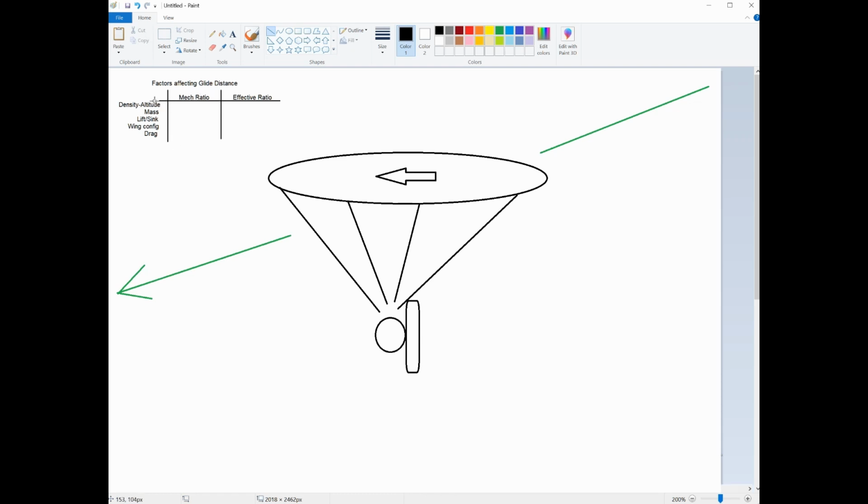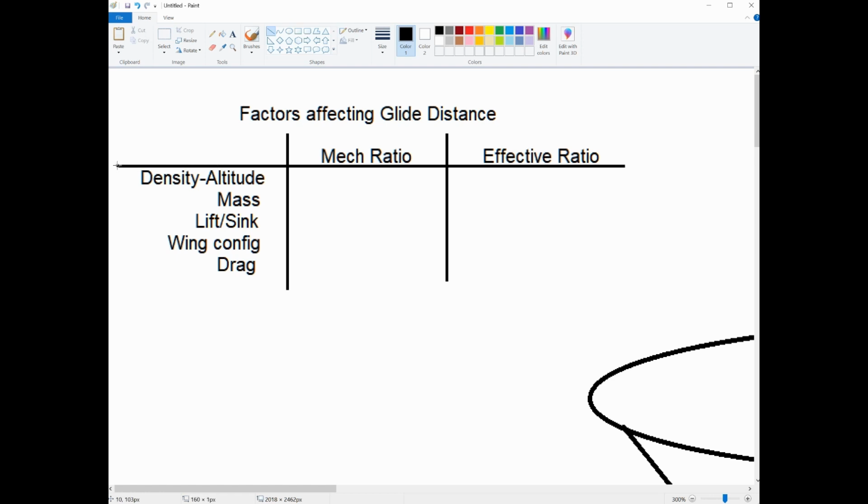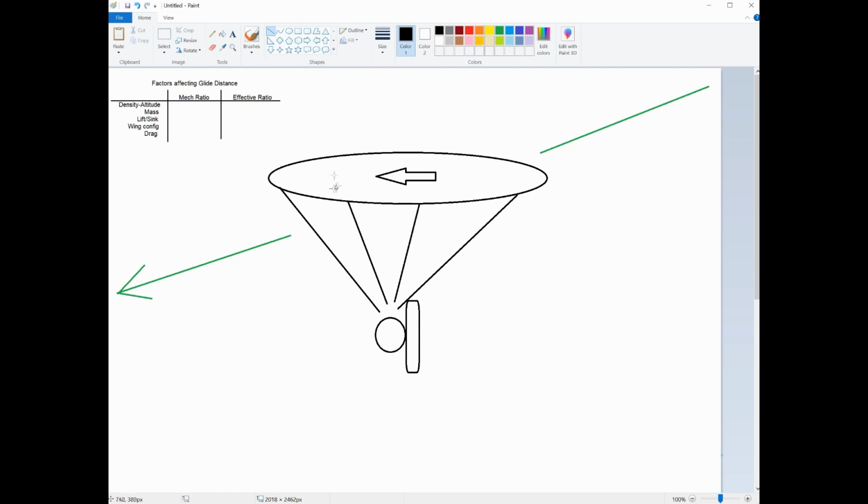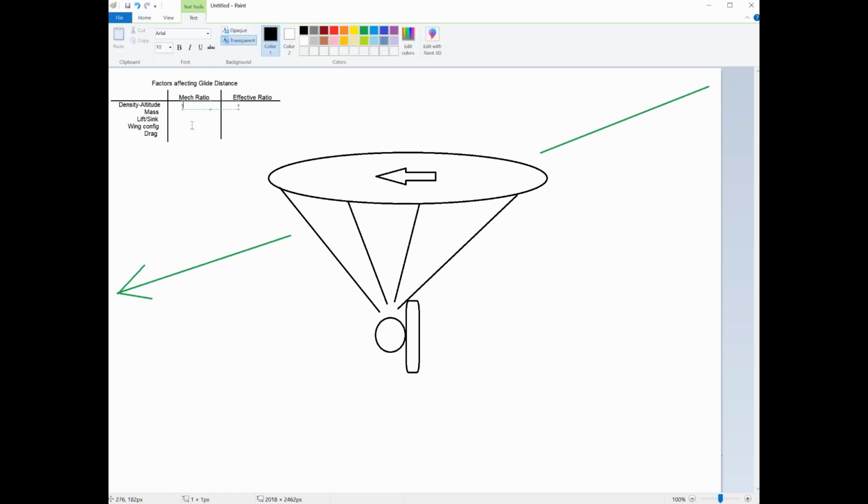So density altitude does not impact your mechanical ratio, because this is like a machine, and the weather does not change the properties of the machine to a notable degree. Yeah, okay, so if it's hot out, things may change fractions of a millimeter. We're not talking about that. We're talking about the sun outside, or it's cloudy, or the humidity's high, or you're at a high altitude. You're in Death Valley, you're at a low altitude. That's not going to change your wing. And mass, same with mass. Again, this does not impact the mechanical glide ratio. So let's start filling this in. No.